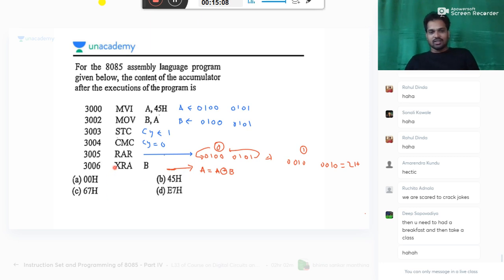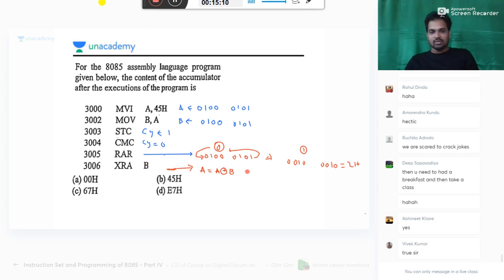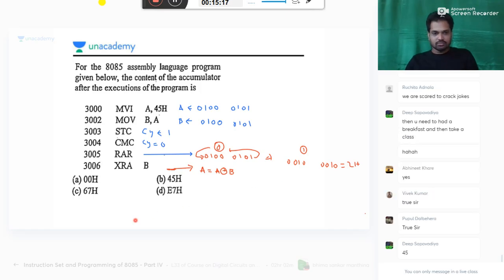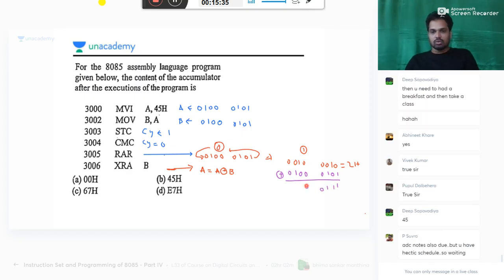Anyway, XOR A with B. What is your B? B is 45. So take 45 here. Then XOR, a simple operation: 1, 1, 1, 0, 0, 1, 1, 0. That is 67.